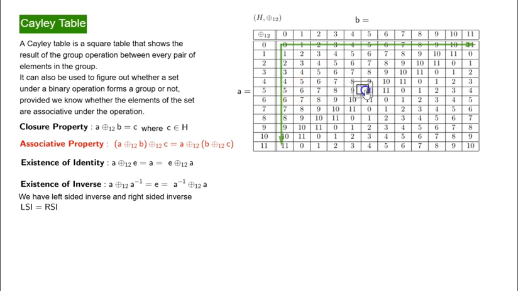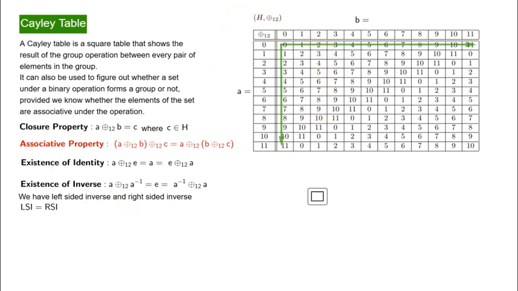For 5, it is 7. So basically this boils down to left-sided inverse and right-sided inverse, and these two inverses should be equal to each other. By just these 4 properties, of course, associative property we'll have to figure out in some other way. But if these properties are satisfied, we can say this forms a group.